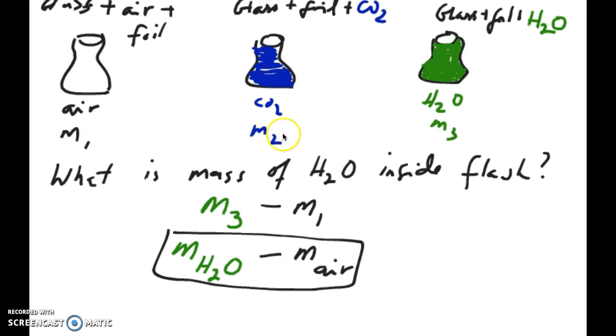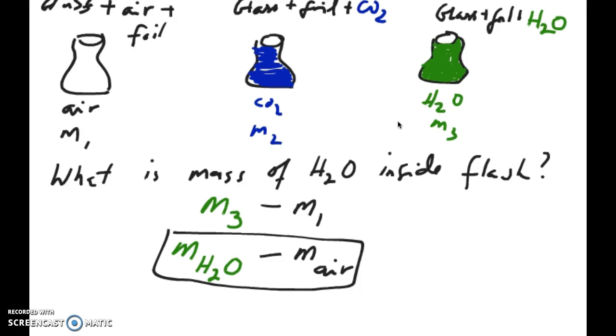That mass will now be called M2, but as you can see, M2 is just going to be the mass of the glass plus the foil plus now CO2 instead of air. And if I replace the gases with water, then now the mass M3 is going to be equal to the mass of glass, foil, and water instead. Okay? Now, one interesting thing that I want to mention to you right now is, let me ask you, if I want to know what the mass of water is inside the flask, what is the method that we normally use to figure that mass out?